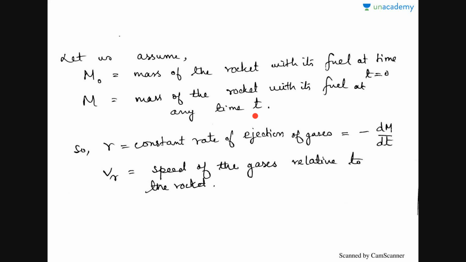Now the rate of ejection of gases is r, which is given by minus dm/dt. dm/dt is the rate of change of mass, and the minus sign states that the mass decreases with time, because the gases are ejected out, so they are being removed from the system. And Vr is the speed of gases relative to the rocket.